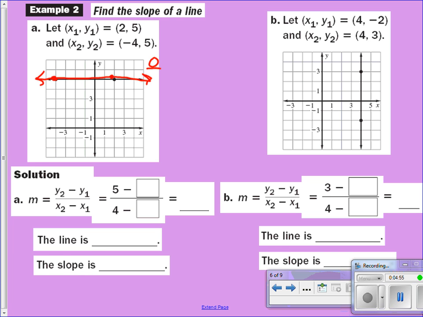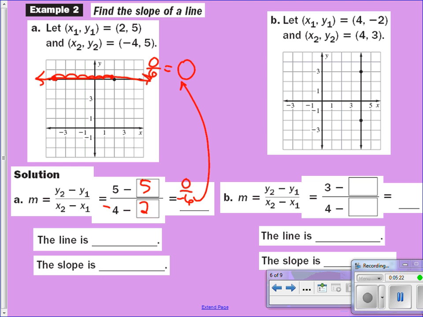But my run is 1, 2, 3, 4, 5, 6. Well, what's 0 over 6? Slope here should be 0. We can test that out with our points. My y-coordinates are 5 minus 5, and I subtract -4, sorry, minus 2. That's 0 over -6, which also gives us 0.